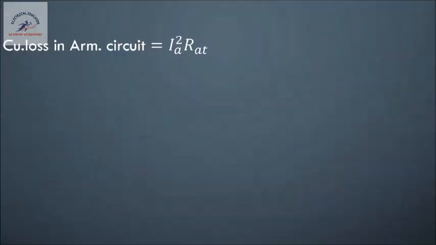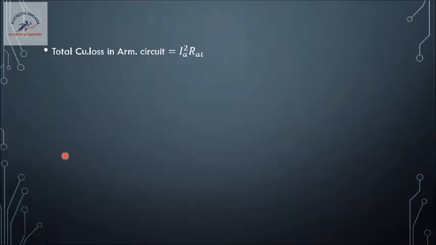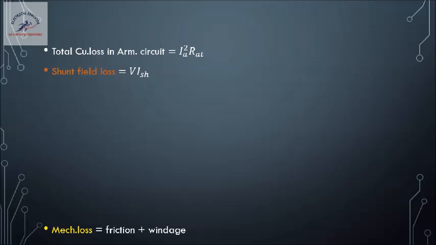Next, losses in the shunt field. Supply voltage into current will give us the power loss. If we know the value of the shunt field resistance, then we can go for Ish square Rsh. Both are fine, but for the time being we are not aware of the resistance of the shunt field. We know the supply voltage and we can measure the current through the shunt field winding, so this particular representation is easier for us.